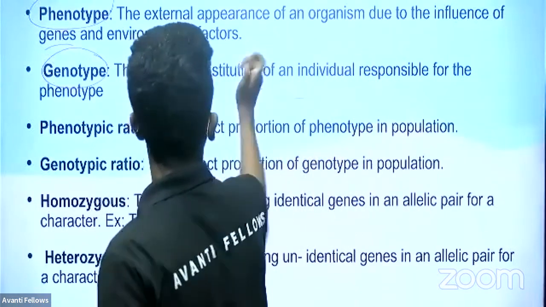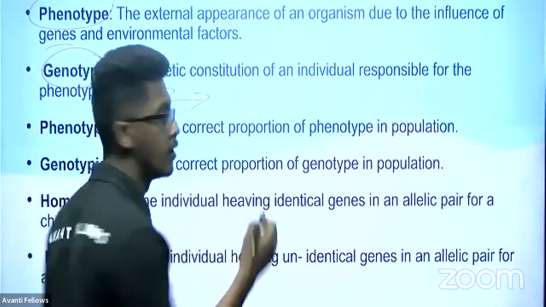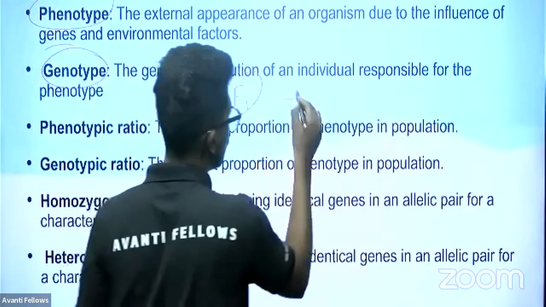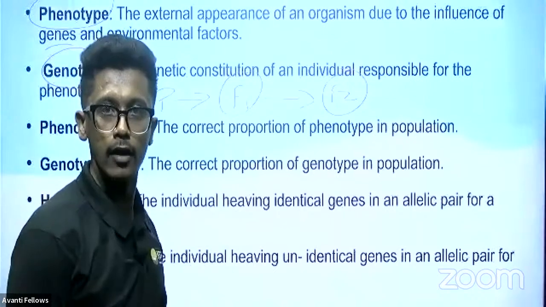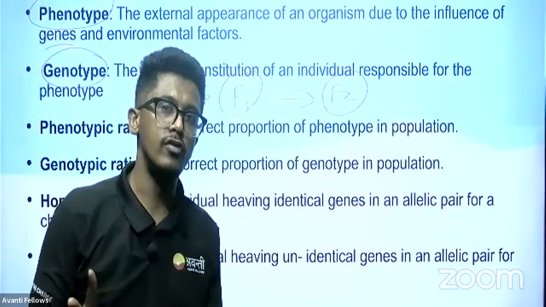Through parents, what do we get? Through parents we get offspring. So we call them the F1 generation, children. And through offspring, what do we get? The F2 generation. What do we call them? Grandchildren. Correct, right?